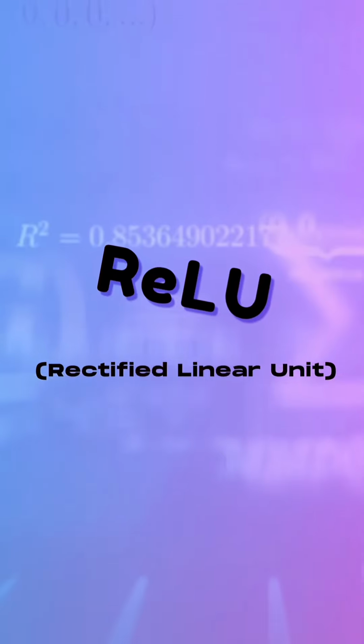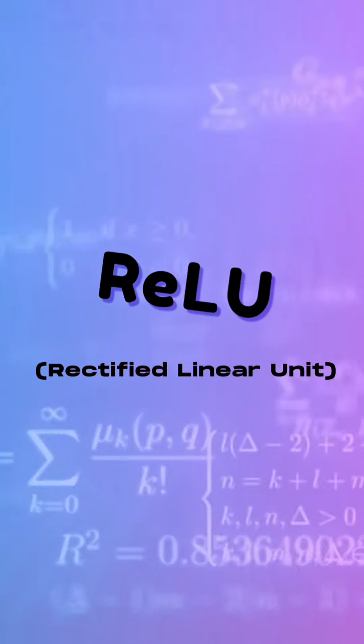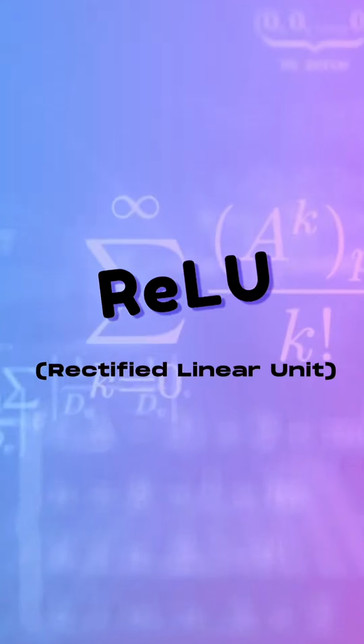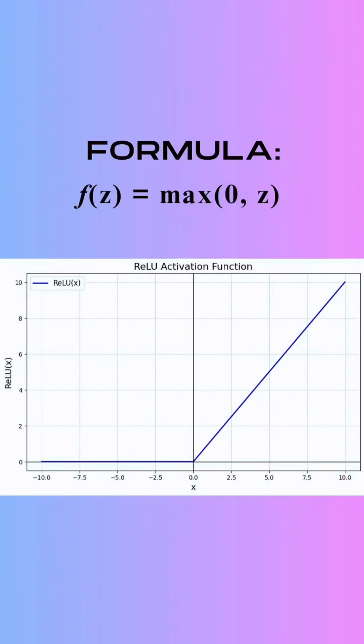Today, we're breaking down the rectified linear unit, also known as ReLU, one of the simplest but most important activation functions in deep learning. The formula is max of 0 and x. Negative values get cut down to 0 while positive values pass through unchanged. On the graph, you can see how it stays flat for negatives and climbs linearly for positives.